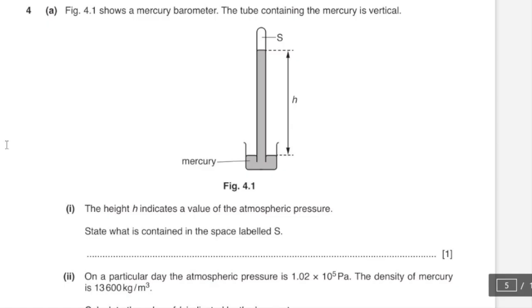Question number 4a. Figure 4.1 shows a mercury barometer. The tube containing the mercury is vertical. 1. The height h indicates a value of atmospheric pressure. State what is contained in the space S. So over here, this space is vacuum, so that there is no air present in here, and that is required to have no pressure. If there was pressure over here, we wouldn't be able to calculate the atmospheric pressure coming from the upper surface of the mercury. So we do not need any pressure over here. In fact, we don't want it. So that is why we have vacuum over here.